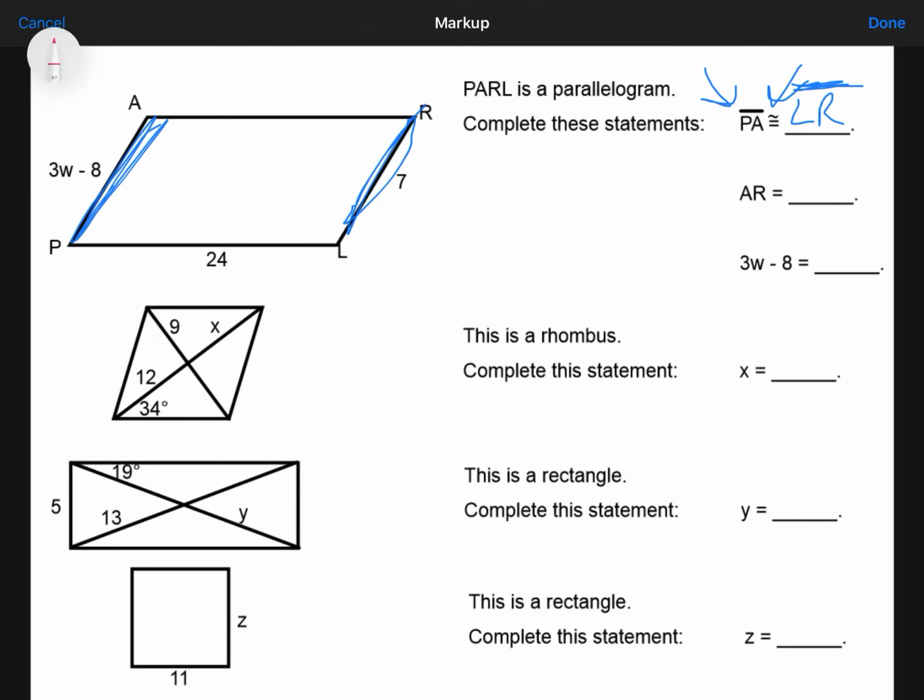Next, AR, that's this little side right up here. It's an equal sign. No squiggle, no tilde, no congruent symbol. That means I'm looking for a number answer, 24.